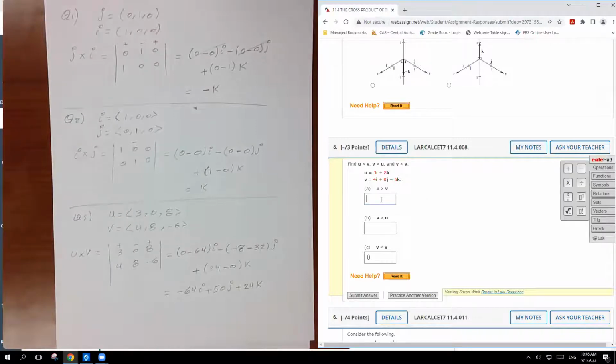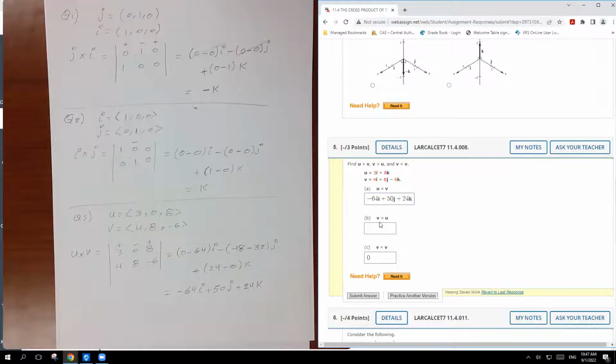So let's write down the result exactly like with the i, j, and k. So it's going to be negative 64 with the i, plus 50 with the j, and plus 24 with the k.